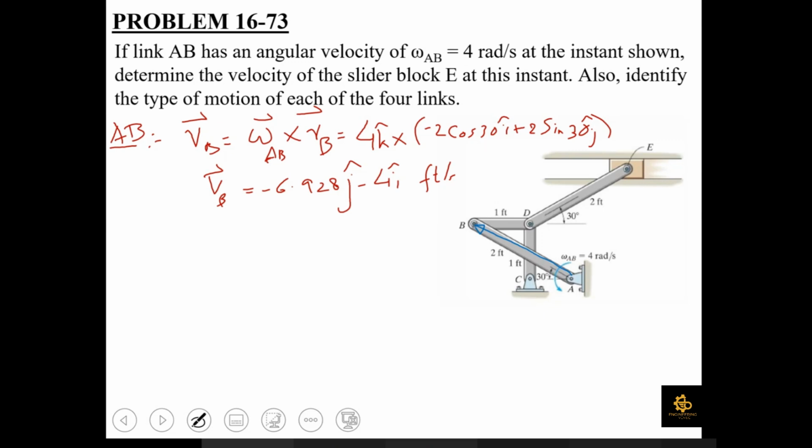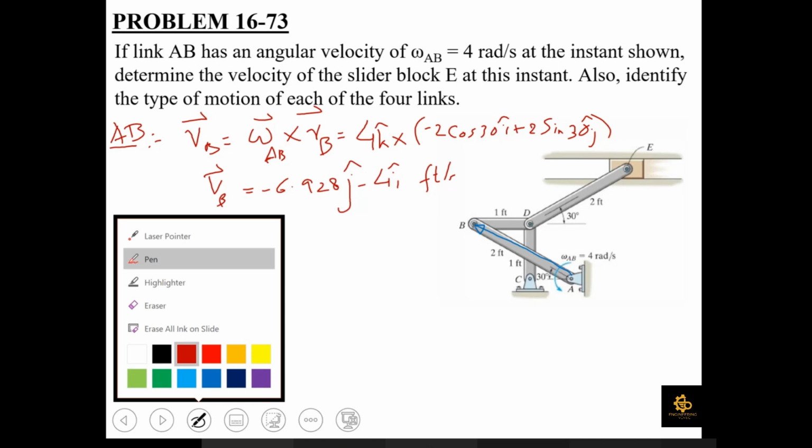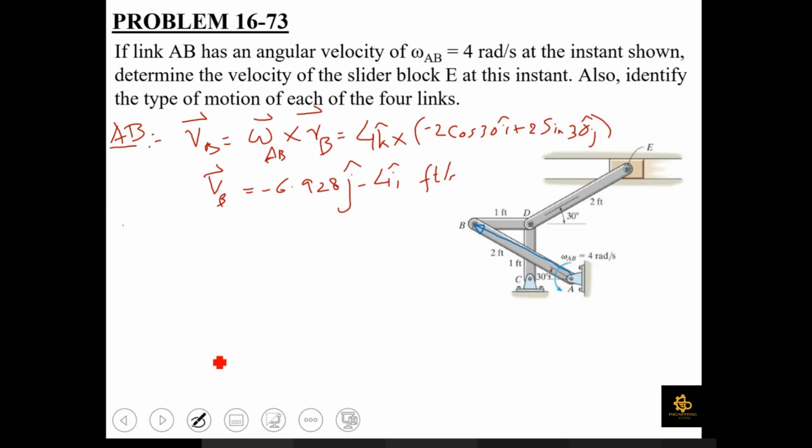Okay, now moving on to the next link, which is link BD. We have already discussed that link BD is undergoing general plane motion, so we need to write the relative velocity equation for this link BD. What should be our base point?